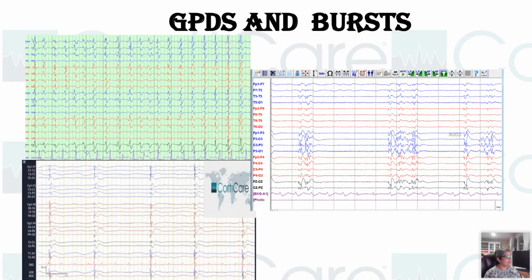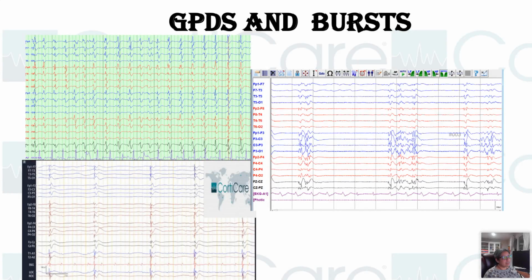So here is an example. We see that the background is suppressed in all these three pictures. On the left top green one, we have 1.5 hertz GPDs, and the background is suppressed. In the bottom left, we have fluctuating GPDs. The morphology of these GPDs is different from what we are seeing up there. Nonetheless, they are GPDs. They are not as consistent as what we are seeing in the left top. At the bottom, we have fluctuating GPDs with variable suppression of the background.